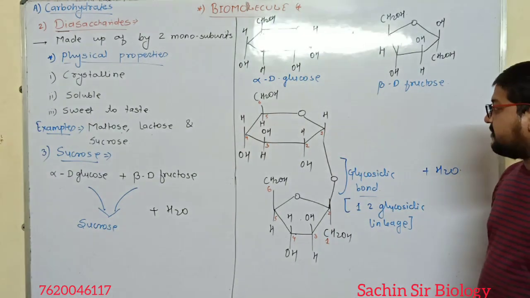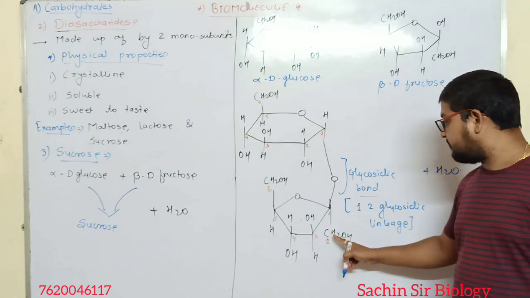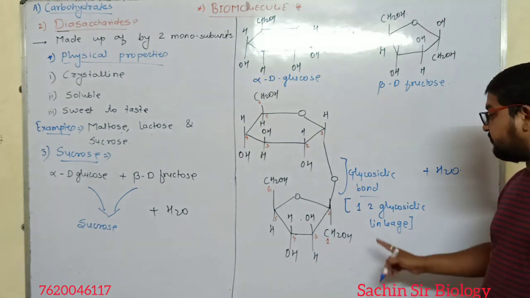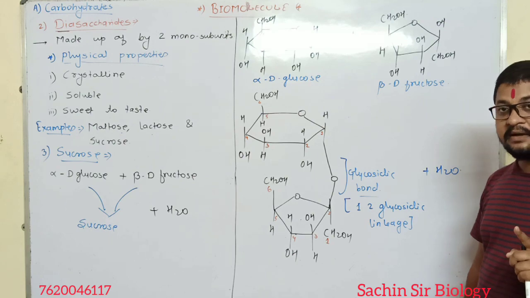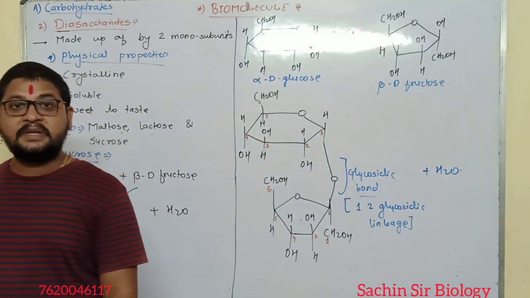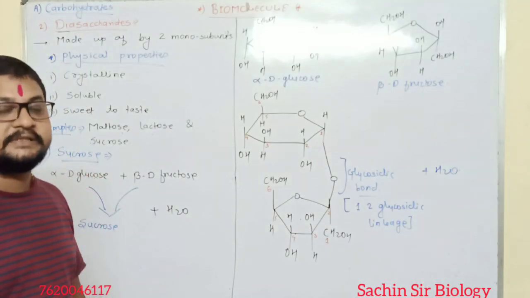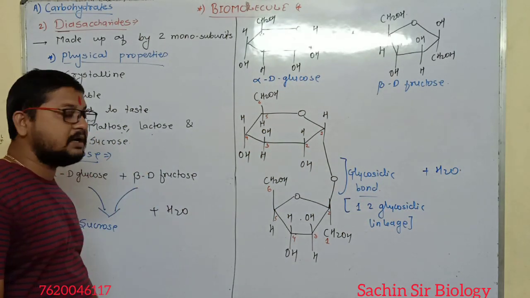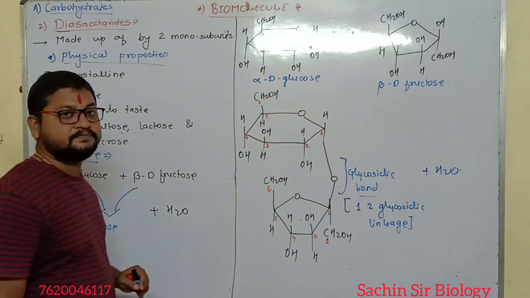It means from the 1st carbon hydrogen and from the 2nd carbon of fructose hydroxyl group is removed, and a 1,2 glycosidic linkage is produced. Understand? Later on, what is the biological importance, this is the main thing, of maltose, lactose and then sucrose. If you see, this is maltose.